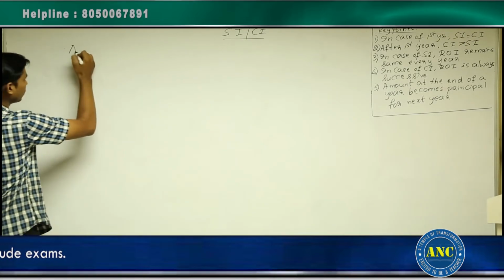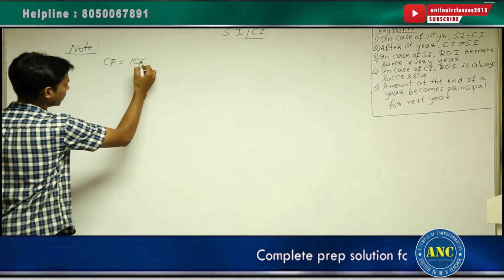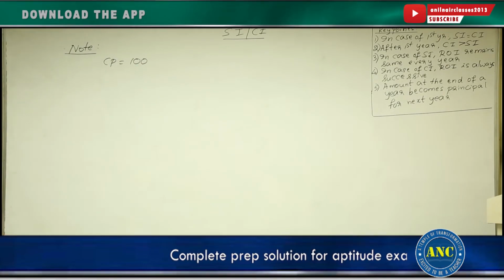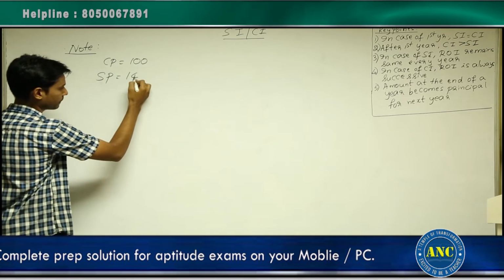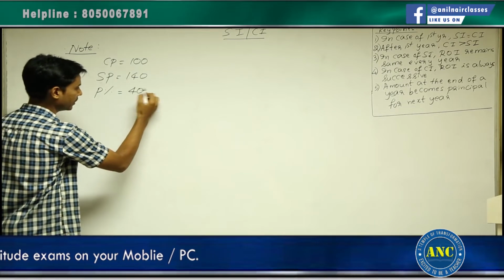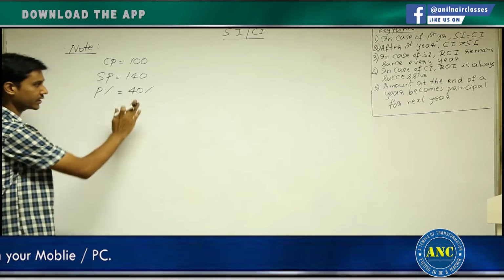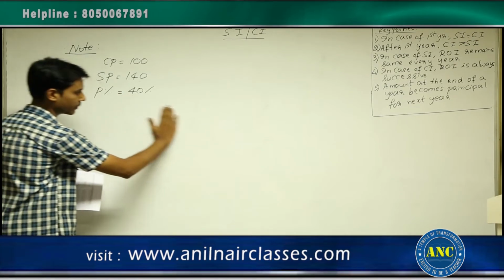Suppose I purchase this pen for 100 rupees and I sell this pen for 140 rupees. What will be my profit percentage? 40%. How did you get this 40%? Listen to this carefully. Don't use any formula. How did you get this 40%?